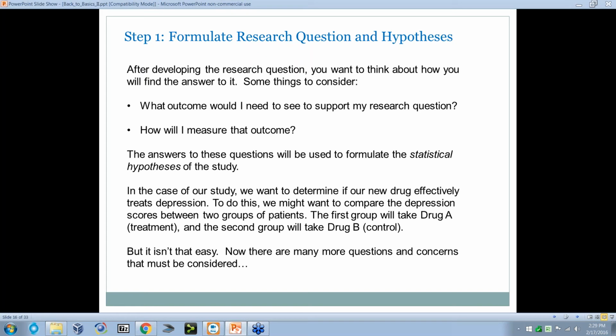In the case of our study, in our example, we want to determine if our new drug effectively treats depression. And we also want to know if it's going to do so better than the current drug. To do this, we might want to compare the depression scores between two groups of patients. The first group will take drug A, the second group will take drug B. We'll measure their depression, and we'll see if there's a significant difference between the two groups. It's not that easy. There's many more questions and concerns that you have to consider also.